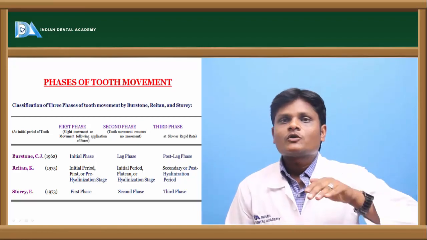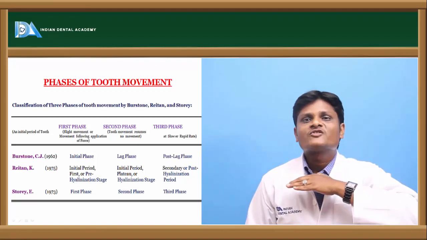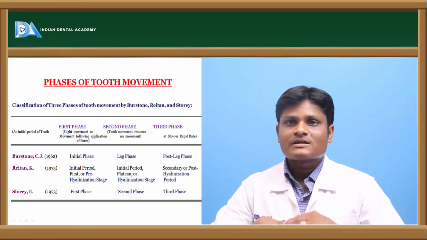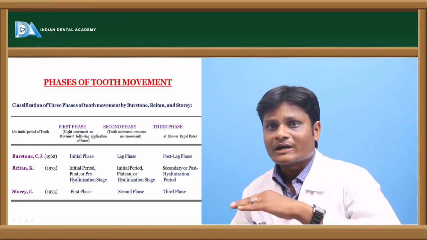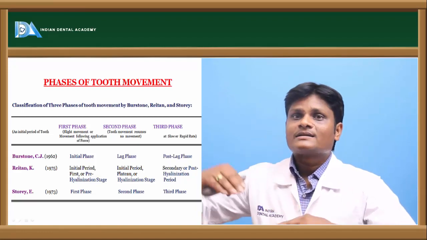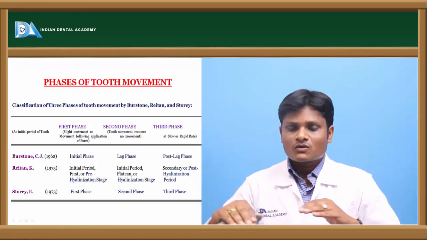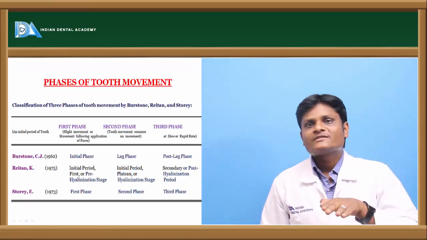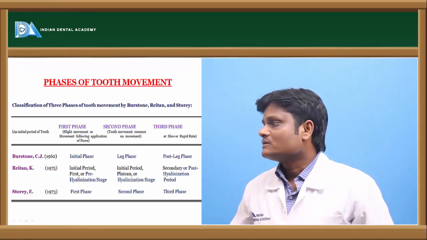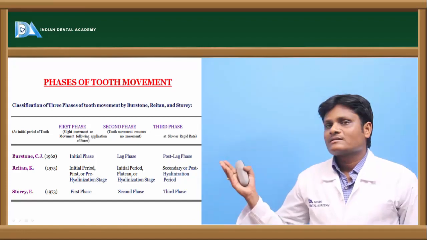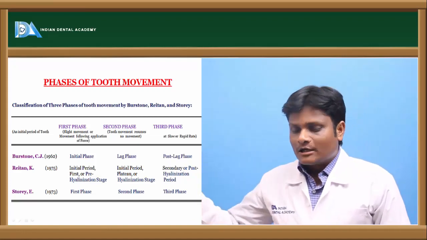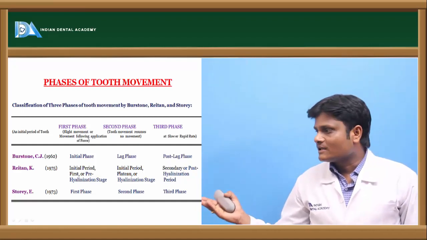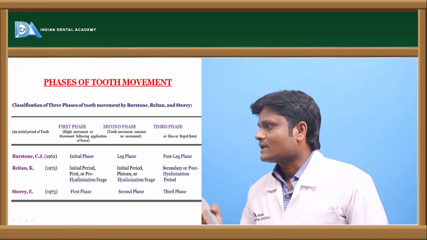That means orthodontic tooth movement is not smooth and continuous. There are stages of rapid movement, stages of halted movement in order to remove the hyalinized tissue, and again stages of rapid movement. This is how orthodontic tooth movement occurs. So accordingly, we can classify orthodontic tooth movement into three stages: first phase, second phase, third phase. Different authors classify these stages in different ways. According to Burstone, it is initial phase, lag phase, post-lag phase.